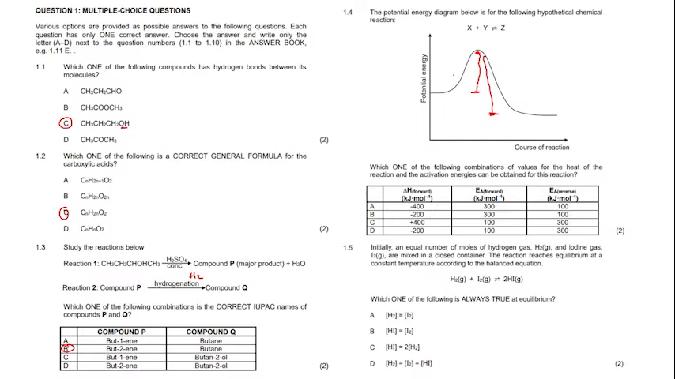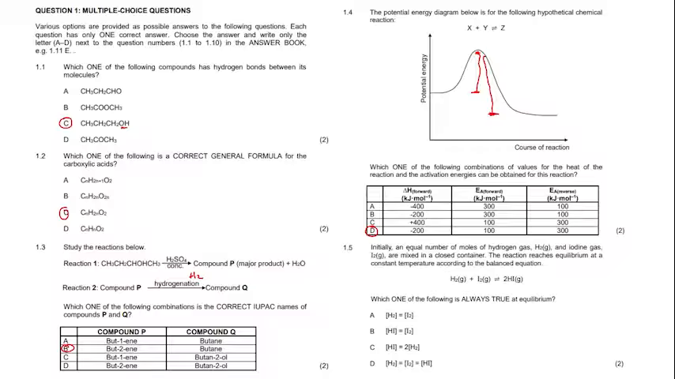And as we can see, the energy of our products are lower than the reactants. Therefore, our delta H is negative. So if we take all of that into consideration, then our answer would be D, as we have a negative delta H and a lower forward activation energy than we do a reverse activation energy.